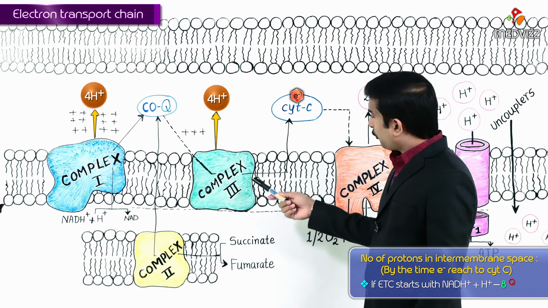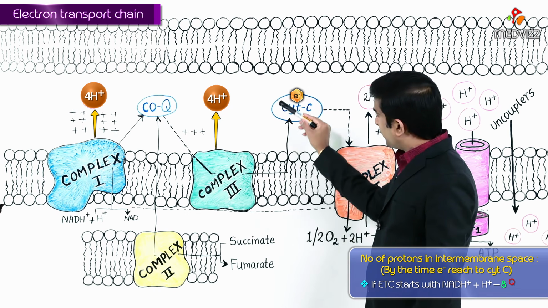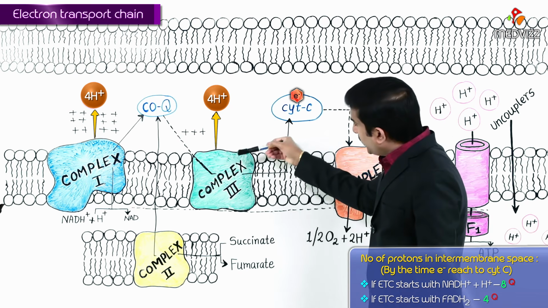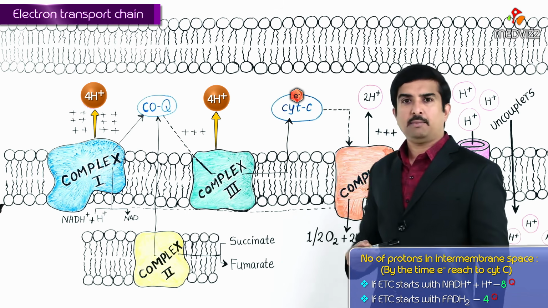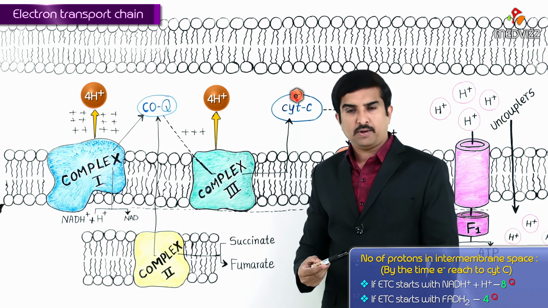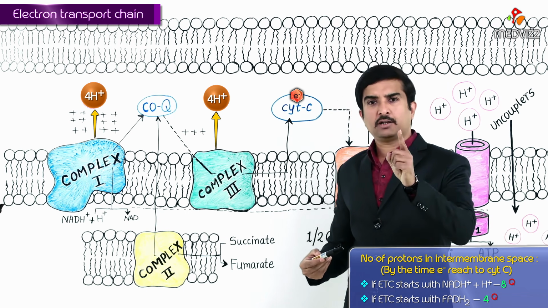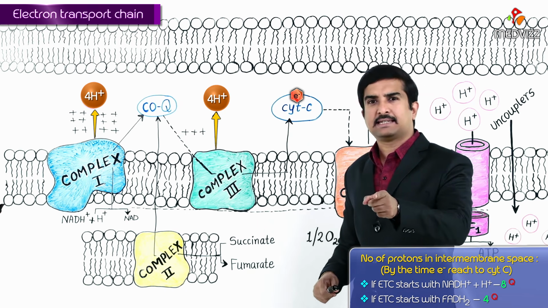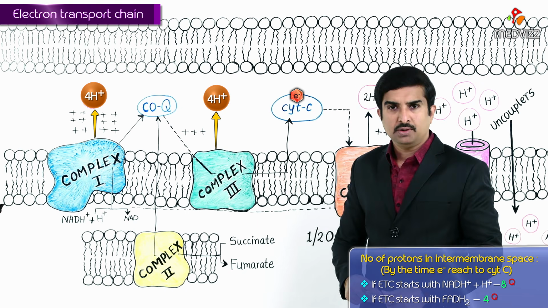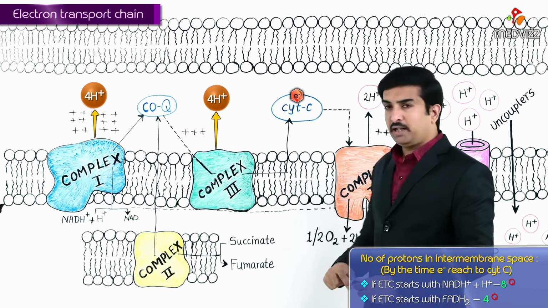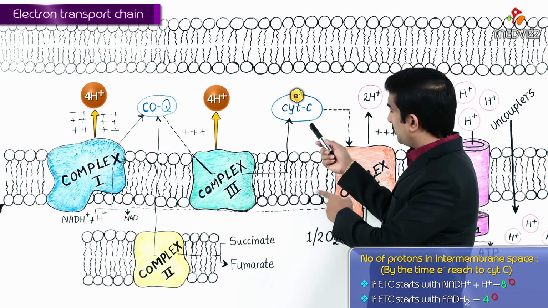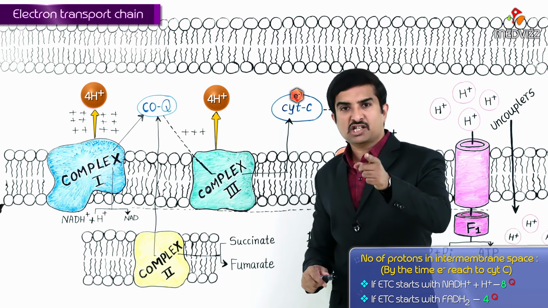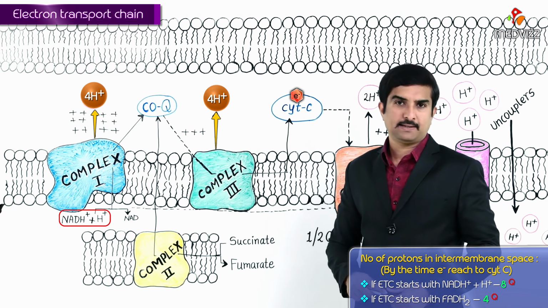So, by the end of complex 3, when the electrons are present with cytochrome C, only 4 protons are pumped into the intermembrane space, right? Only 4 protons are pumped into the intermembrane space by the end of complex 3 if it is by means of FADH2. 8 protons are pumped into the intermembrane space when the electrons are present with cytochrome C if the electron transport chain begins with NADH as well as H+.